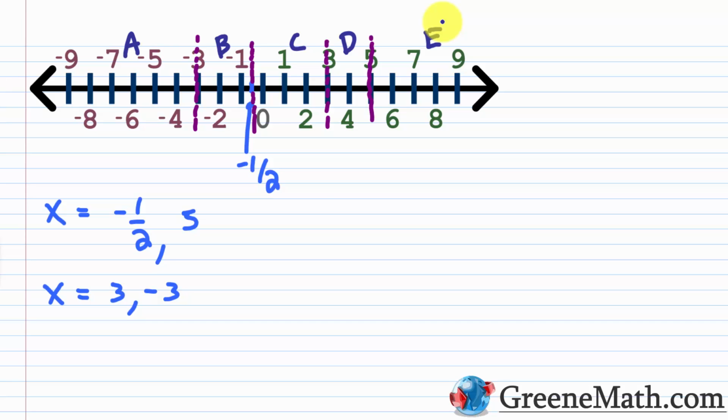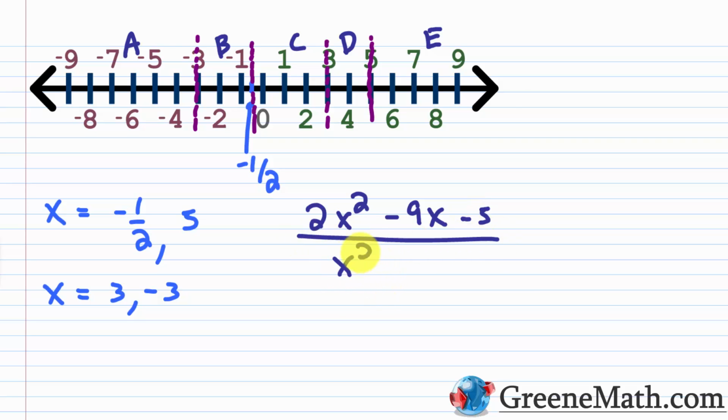Okay, so the original inequality, we had 2x squared minus 9x minus 5 over x squared minus 9, and this was less than 0. So a lot of stuff to check here. In interval A, let's just grab -6. So I would have 2 times -6 squared, which is 36, and then minus 9 times -6, that's 54, so plus 54, and then minus 5. So 2 times 36 is 72, 72 plus 54 is 126, then if I subtract 5 away, I get 121.